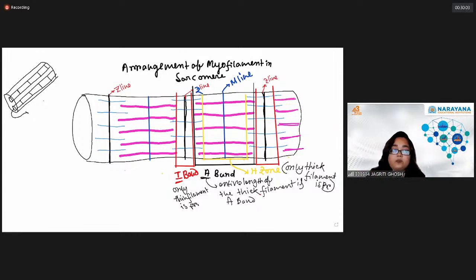Okay. So my first question is, let me specify to whom I'll ask, that person will answer. My first question is, what is the total length of the thick filament called?